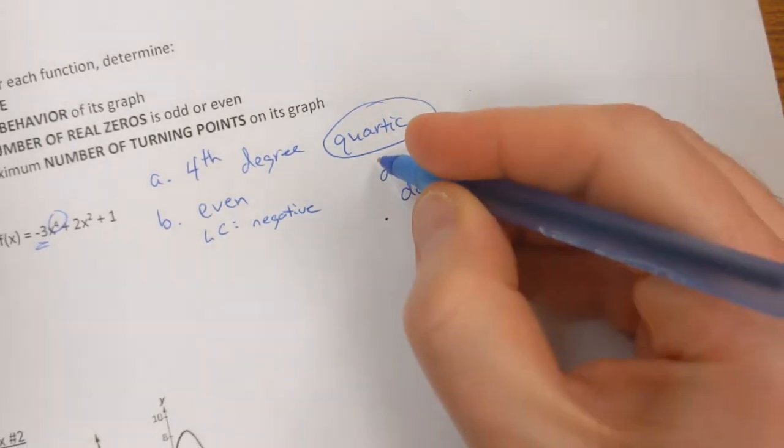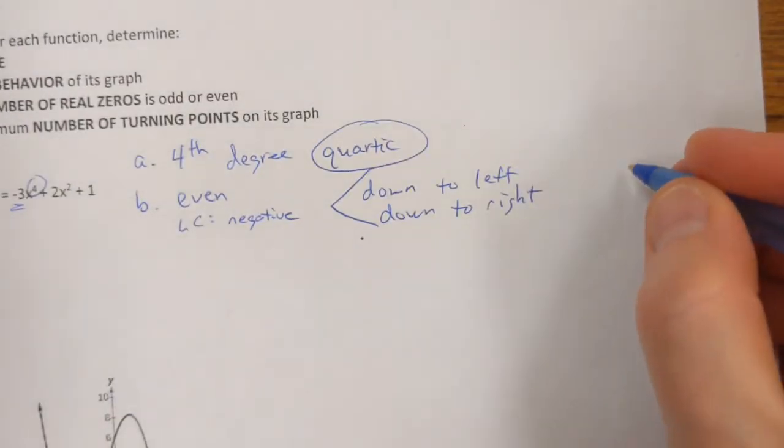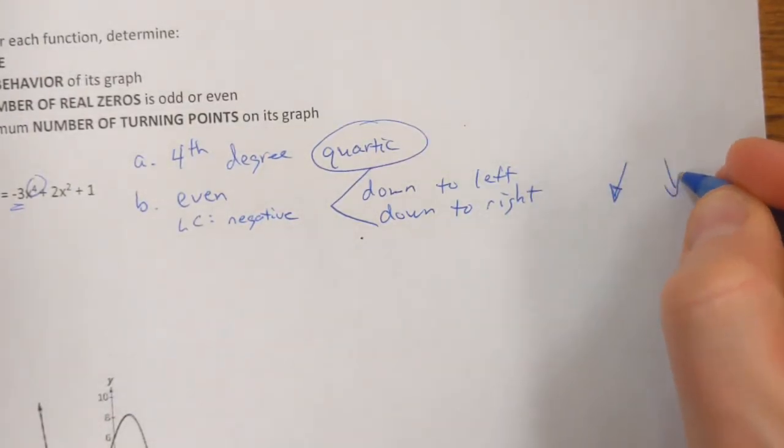So I haven't even looked at the graph of this yet, but if I were to type this into Desmos and graph it, guarantee you both the arrows are going to end up going down.